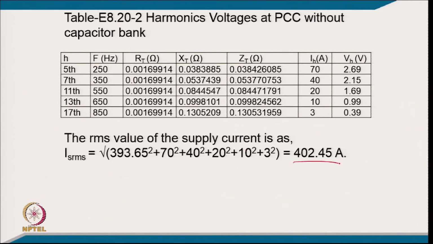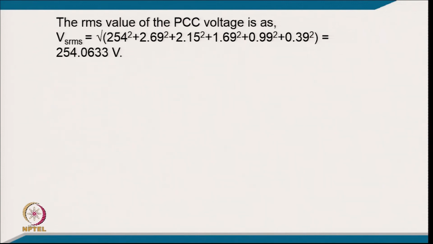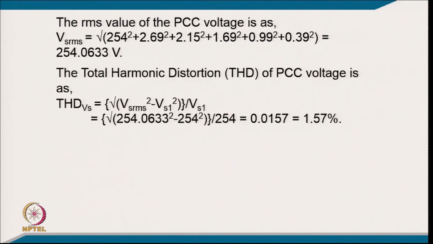So, it comes like a total RMS current of 403.45, and the TAD of it, if you calculate from the total RMS minus this square, the total RMS we calculated earlier, comes 21.27%. That is the TAD of the current. The RMS voltage at PCC, if you calculate from this relation, comes 24.063 volt. So, it does not differ much from the fundamental of 254 volt. The total harmonic distortion in PCC voltage, that is Vs square minus Vs1 by Vs1, is only 1.57%, caused by this nonlinear load at the point of common coupling without capacitor.